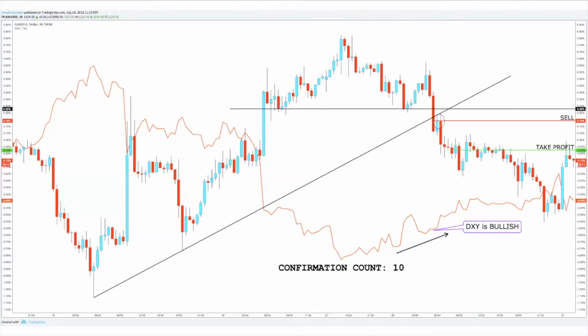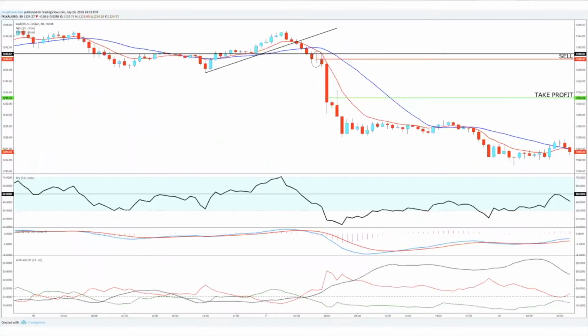We can see that all the confirmations line up, all 10 of them, and I took profit right there. I didn't get greedy. I think it was about 100 pips. This was a quick sell, in and out just like that. Really easy to do. So let's go on to another example.